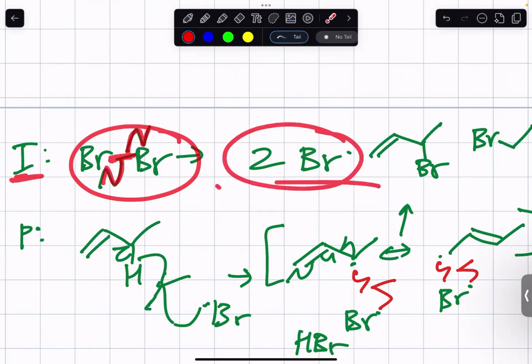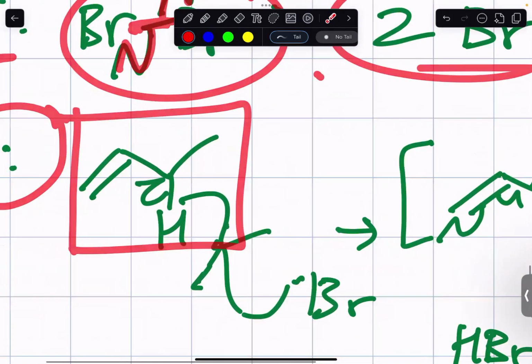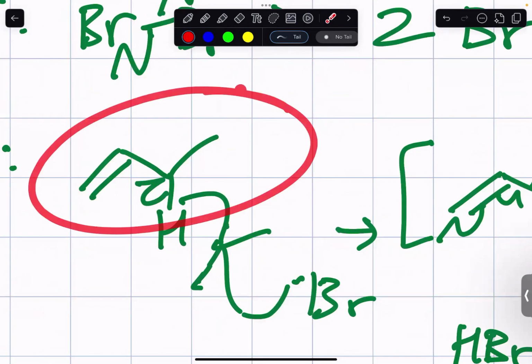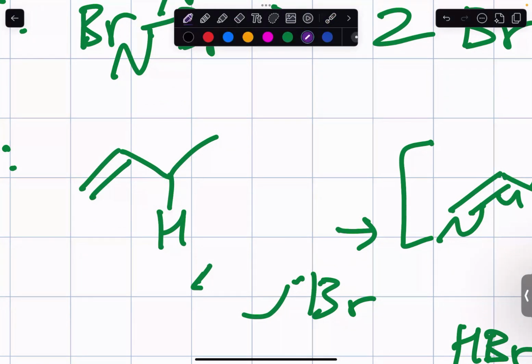Once we have the two bromine radicals, we move on to propagation, where we then bring in the alkene right here. Then we look at which position is going to hold the radical the best, have the best stability for the radical, which is this allylic position here because it could do resonance, right? And resonance would make things more stable. So to do that, this Br radical that we formed at the initiation step right here is going to bond with this invisible hydrogen that I drew out.